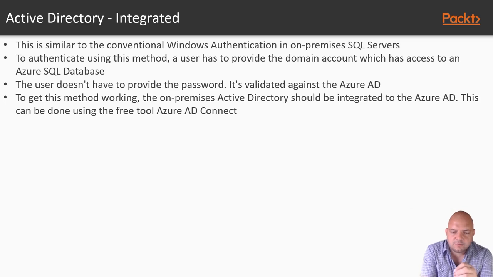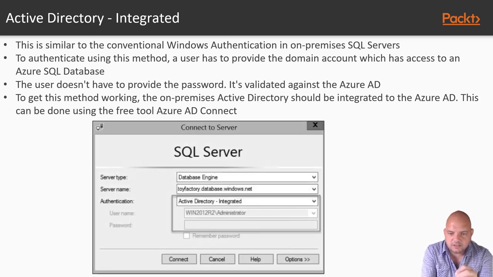When using SQL Server Management Studio to authenticate using the Azure Active Directory Integrated method, it will automatically take the username as the logged in username, similar to on-premises Windows authentication. And you can see there we're just passing through the local Windows user and no password is needed.